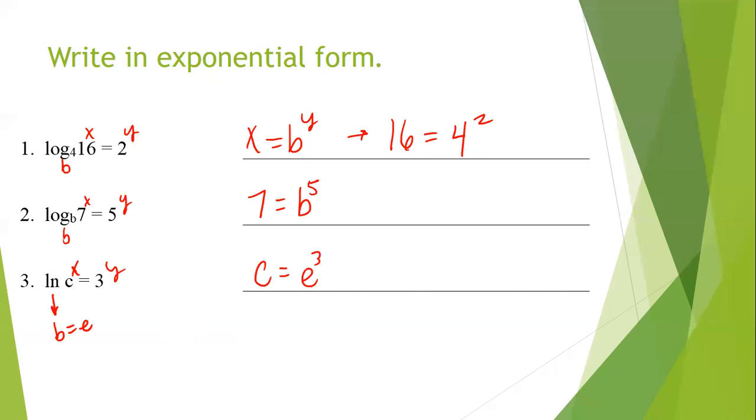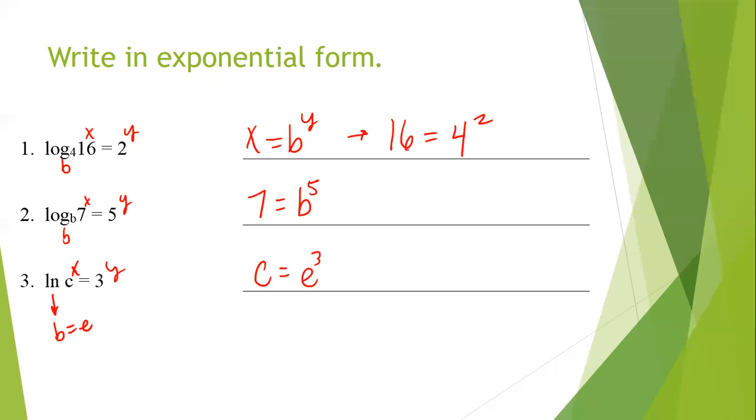Okay, questions, comments, concerns? So the ln is the b. So this one, because b is not visible, b equals e. So its b is not visible. Okay, all right, any other questions, comments, concerns? Are we good? All right, so now we're going to go vice versa, okay?